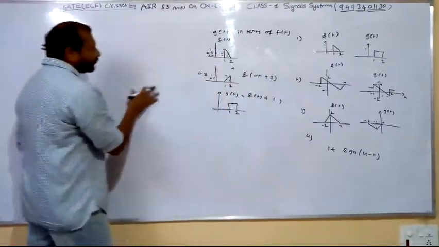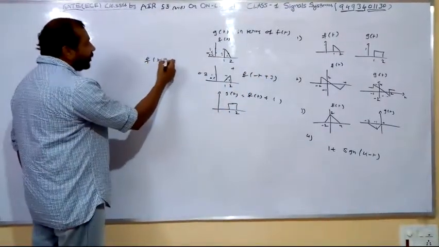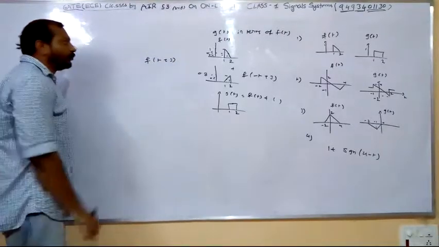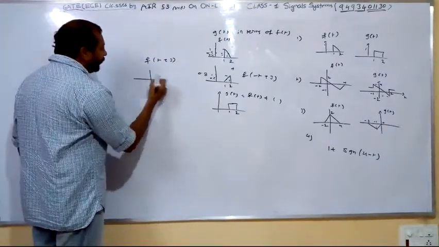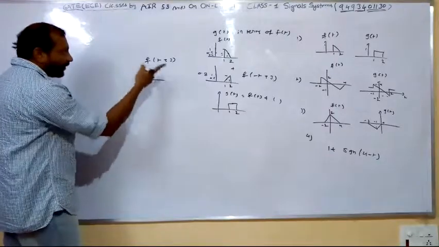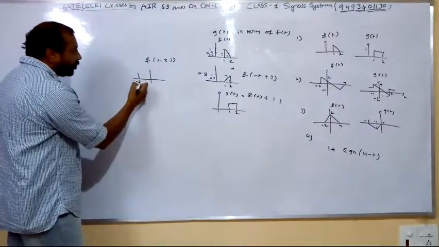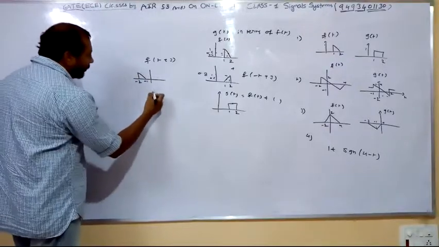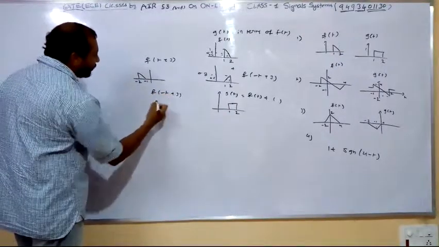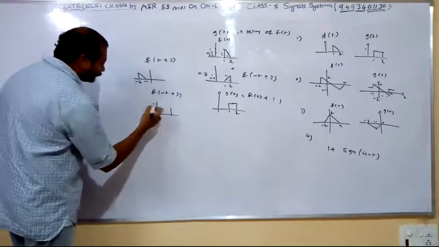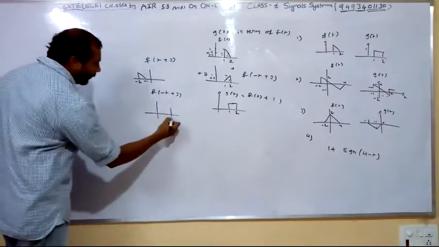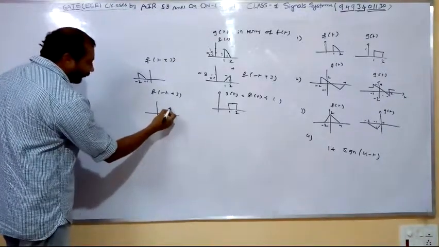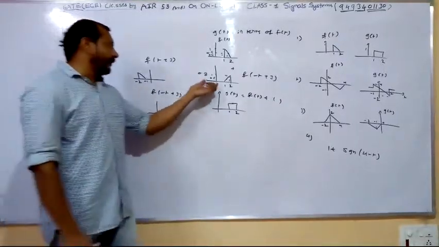So first I am writing f of t plus 3. For t plus 3 equal to 0, t equals minus 3. The corresponding signal will become minus 3 plus 1 equal to minus 2, and minus 3 plus 2 equal to minus 1. If you write f of minus t plus 3, minus 2 will become 2, and minus 1 will become 1. This is our required signal f of minus t plus 3.